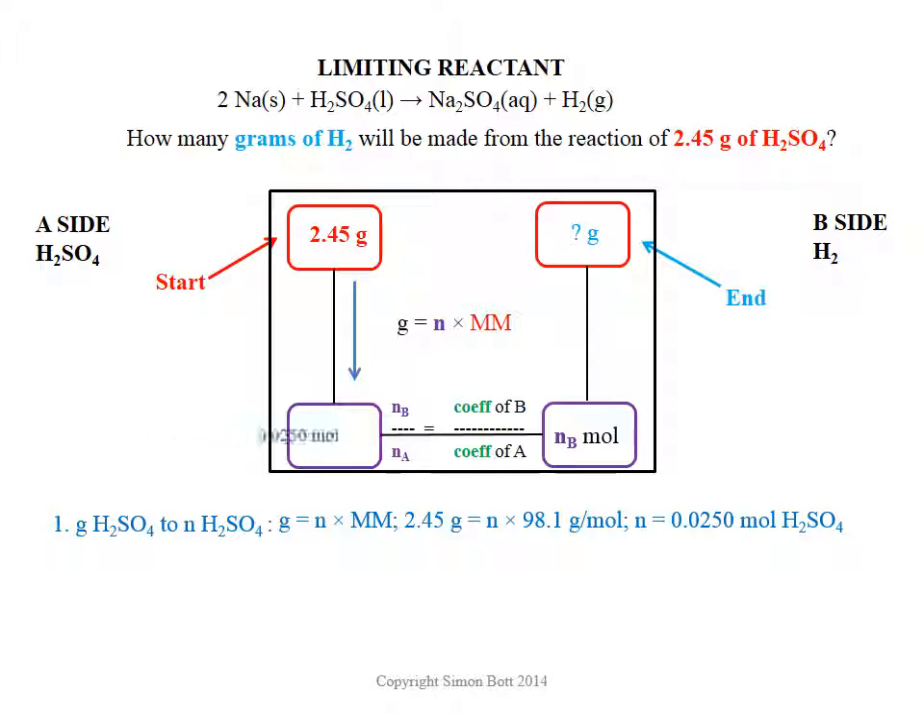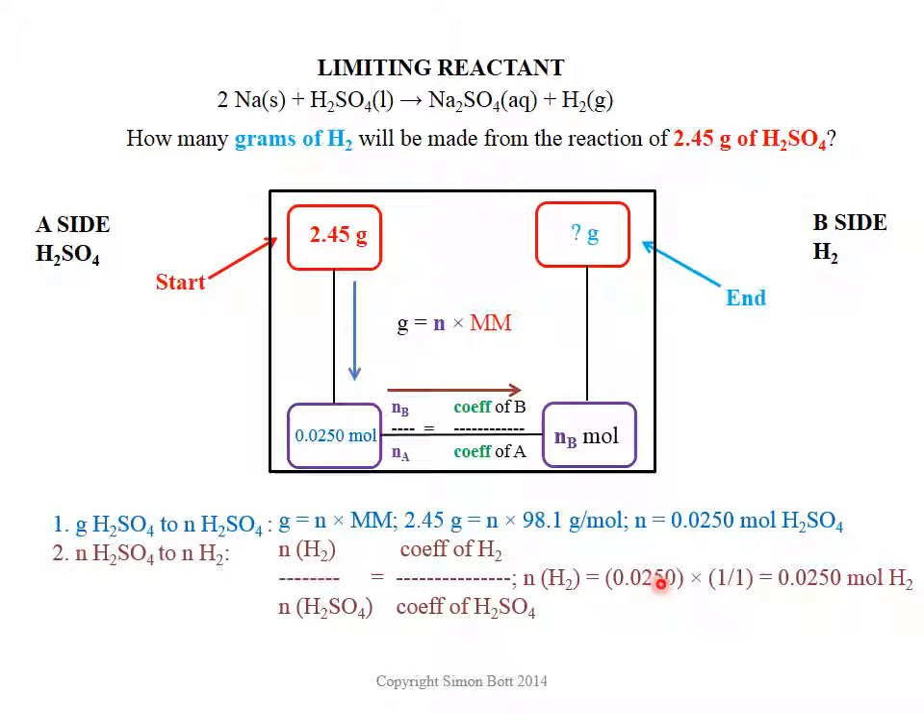Next step, having put in the 0.025 moles, we're going to go from moles of H2SO4 to moles of H2 using the ratios. Plug everything in. In this case it's kind of nice because both of the coefficients are 1. Coefficient of H2 is 1, coefficient of H2SO4 is 1. So the moles of H2 that we don't know is the moles of H2SO4, the 0.025, times 1 over 1, which is 0.025 moles of H2.